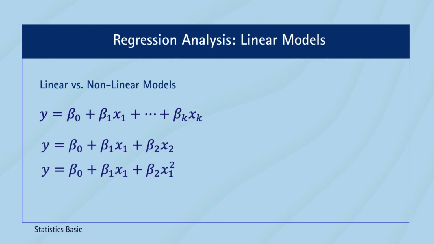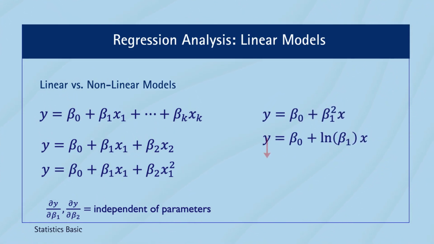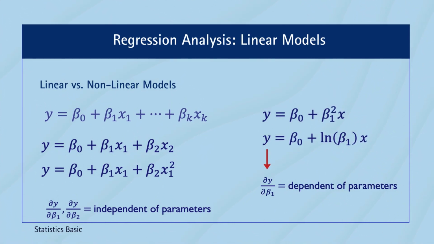These are some examples of linear models because the partial derivative of the dependent variable is independent of the parameter. In contrast, a nonlinear model captures more complex relationships that cannot be represented by a straight line. For example, the following models represent the nonlinear models.